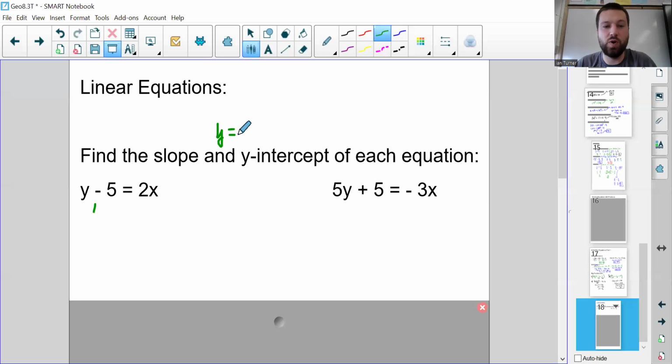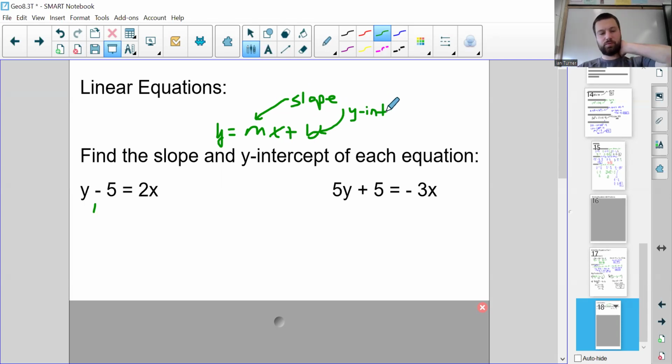Slope-intercept is just y equals mx plus b, where m is our slope and b is our y-intercept. So all your problems in your worksheet kind of deal with slope-intercept and not point slope, but hey, it's good practice. So again, on this first one, all we're going to do is add 5 to both sides.